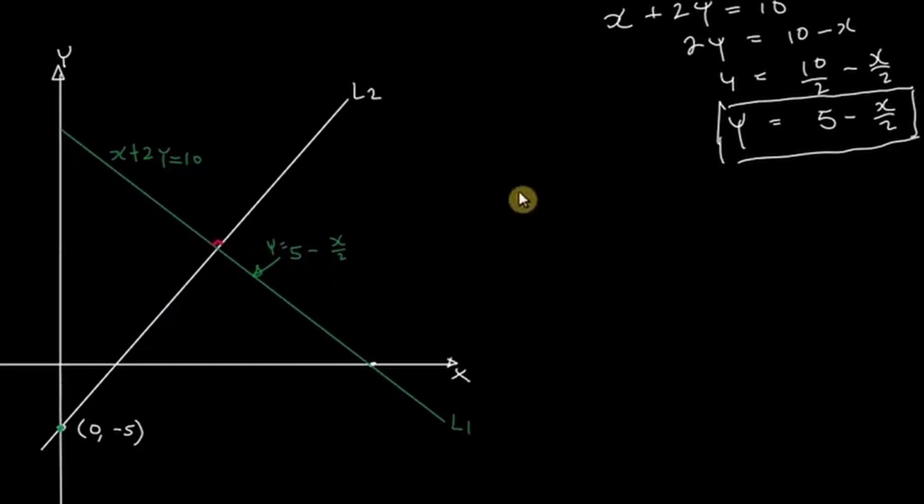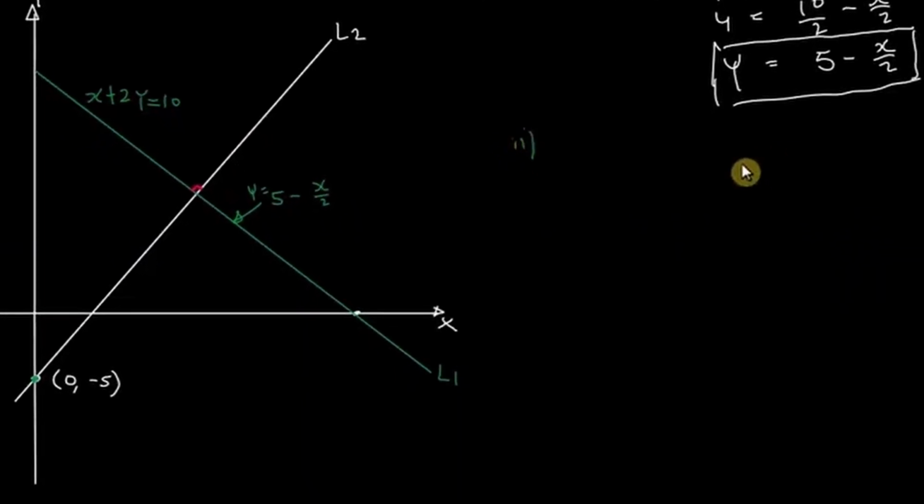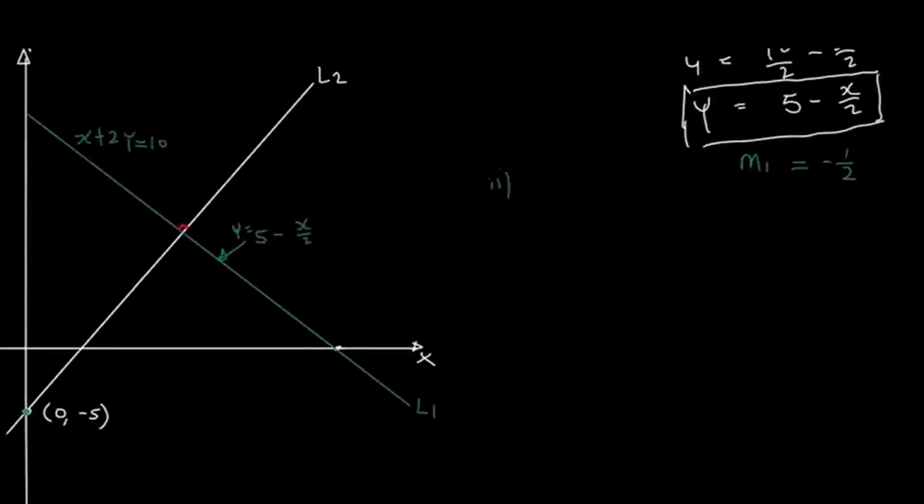Part 2 of the question is asking, what is the gradient of L1? Well, we know this refers to line 1, also called L1. So the gradient is the coefficient of the x term. So if we call the gradient m1, then we know that that is equal to negative 1 over 2. Okay, so now we need to determine the equation of line 2.